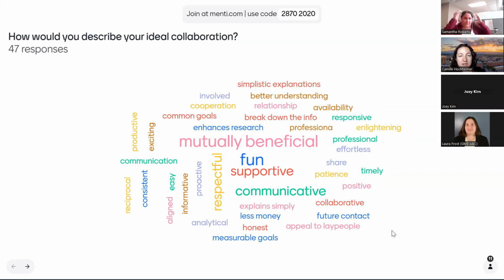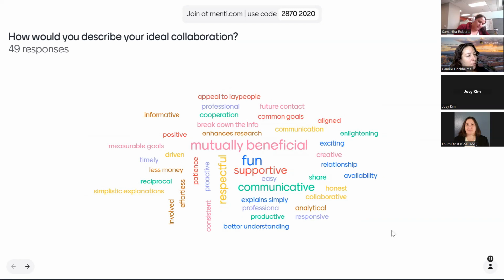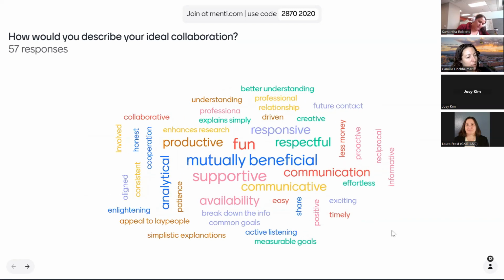Because I think that's totally fair to expect, your statistician to help with communication. Simplistic explanations, definitely enlightening, productive, appeal to lay people, involved, positive, honest, supportive, available. Awesome. So I would say the main themes I'm seeing here, the main theme really is communication, communication and availability.